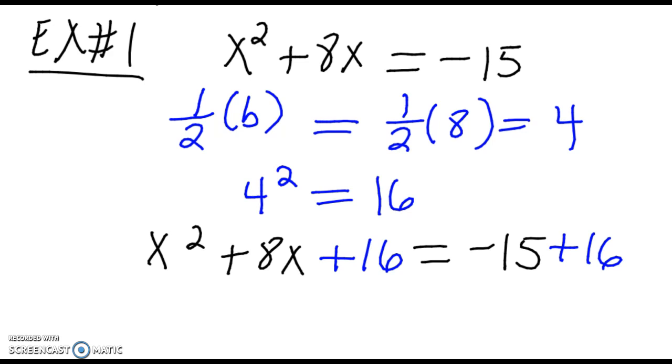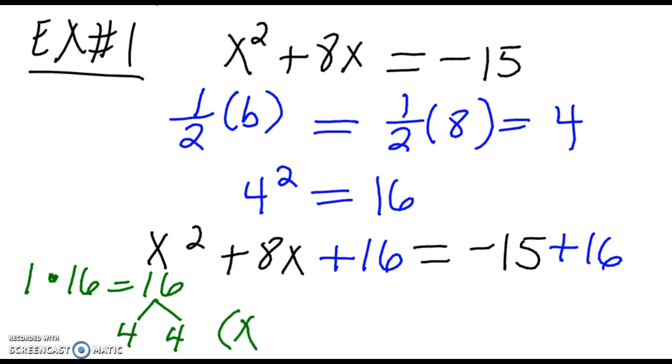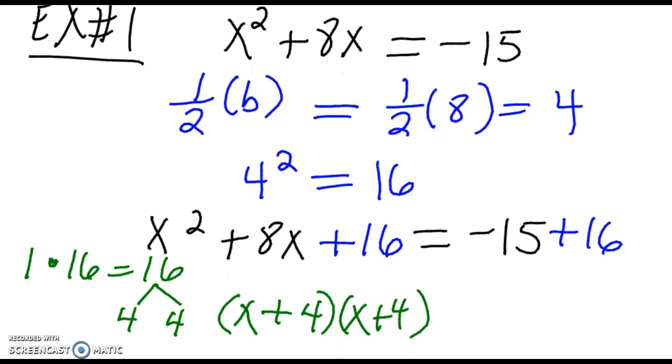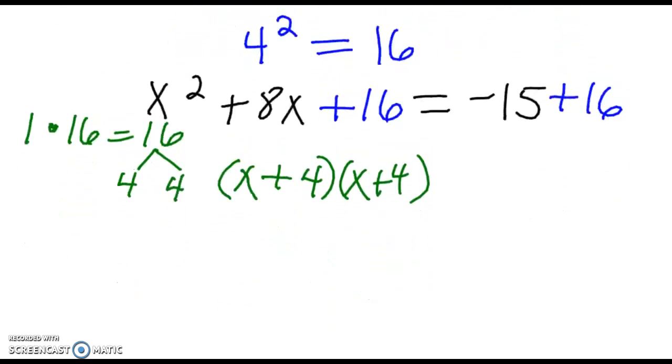For bottoms up, we multiply our leading coefficient, which is 1, times the constant, which is 16. 1 times 16 is 16. Factor 16 into two numbers that will add to give us our middle coefficient, and that would be 4 and 4, because 4 plus 4 gives us a sum of 8. So then we would set up our parentheses, and x squared plus 8x plus 16 would be factored into x plus 4 times x plus 4. And we can rewrite that as x plus 4 squared.